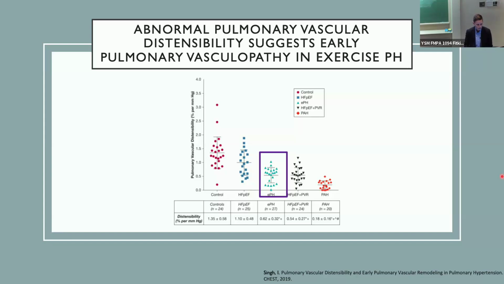This was investigated by Dr. Singh, who showed that decreased pulmonary vascular distensibility in exercise pH, seen here, was associated with decreased aerobic capacity and dynamic RV to PA uncoupling, again suggesting early resistive vessel pathology, similar to populations with HFpEF and elevated PVR or combined pre and post capillary pulmonary hypertension, and patients with pulmonary arterial hypertension.